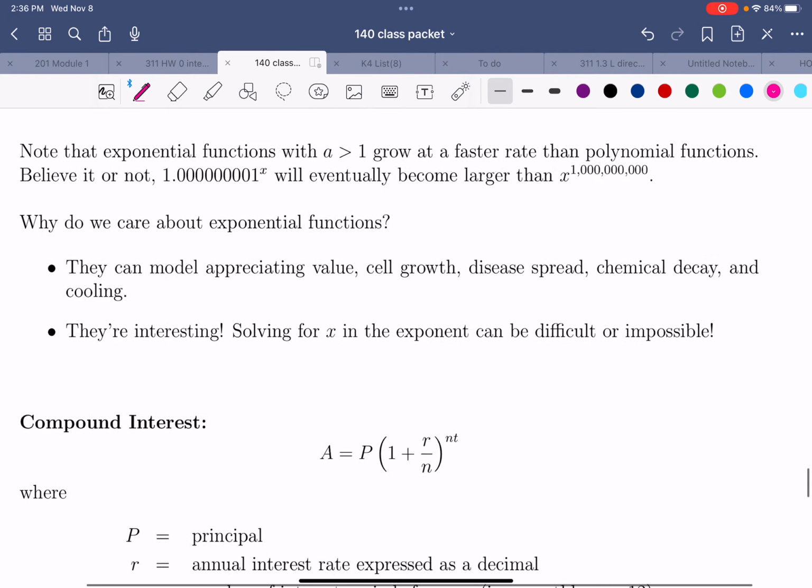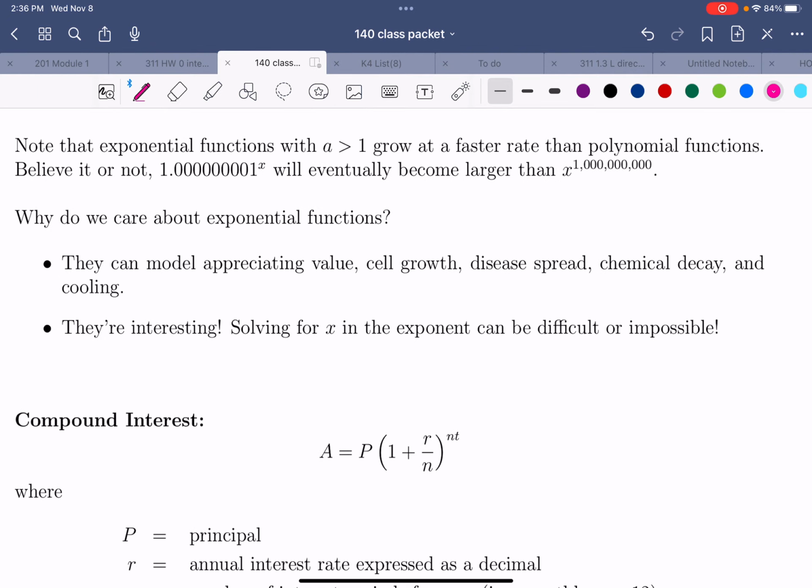Okay. A couple of things to note here. Exponential functions go to infinity. They get big really, really fast. So even as long as a is greater than 1, it's going to grow at a faster rate than a polynomial, okay? So if I take an a value that's even slightly larger than 1, like 1 point, lots of zeros and a 1, that's still going to become larger at some point than x to the 1 billion, right? So taking exponentials, it goes much, much faster.